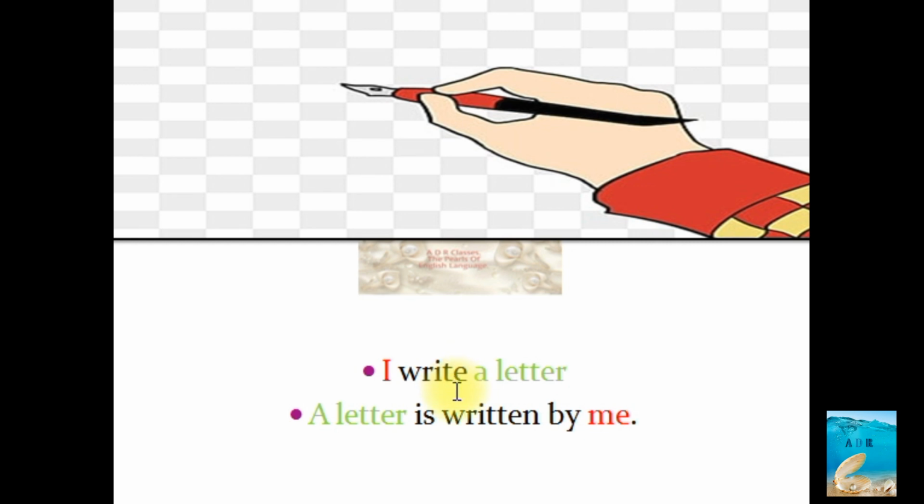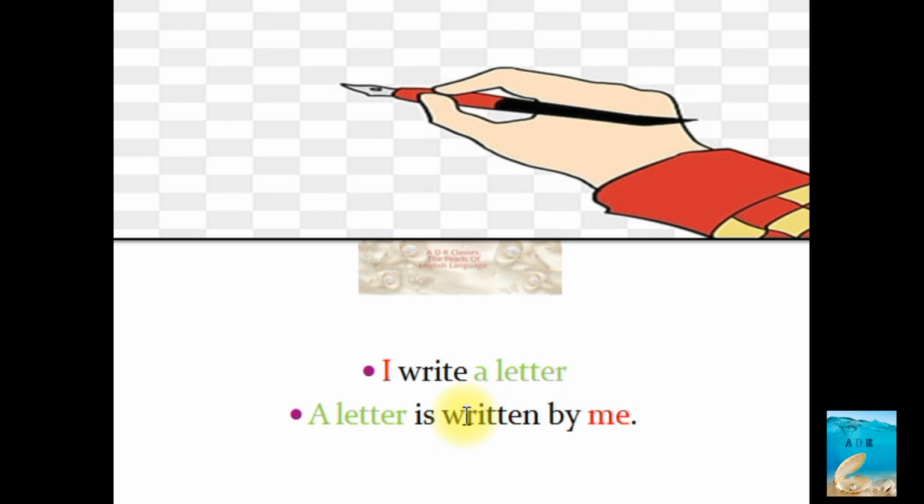Now, we need to understand whether the verb is in the present tense form or the past tense form, because if the active voice is in present tense, the passive should also be in present tense. If the active voice is in past tense, the passive should also be in past tense. But in direct and indirect speech, the format changes. In active and passive, the format is different. I hope this much is understood by you.